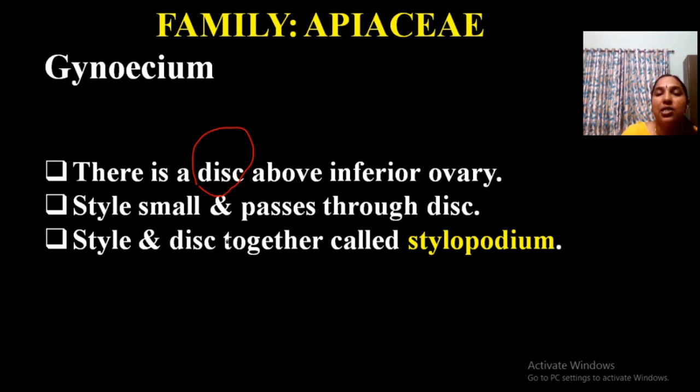And the style is very small, passes through the disc. Very small style passes through the disc. Now, another point: the style and the disc together are known as what? Stylopodium. So, usually questions may arise.